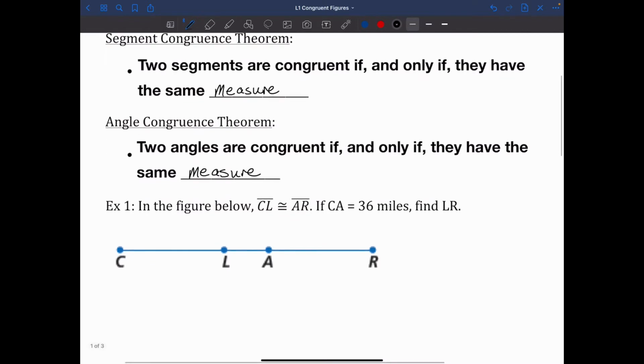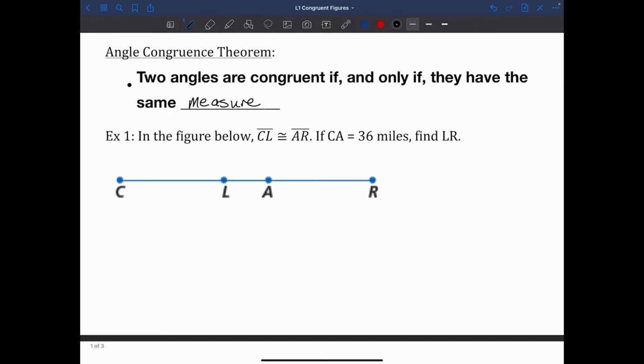So let's take a look at a couple problems, like what these types of things might look like. In this figure, we know that CL is congruent to AR. So let's go ahead and mark that on our diagram. CL is right here, so I'm going to put a little tick mark on there. It's telling me that it's the same distance as AR. Let's try that one again. There we go. So CL and AR are the same. If it's asking me about CA, this distance here being 36 miles, it wants me to figure out what LR is.